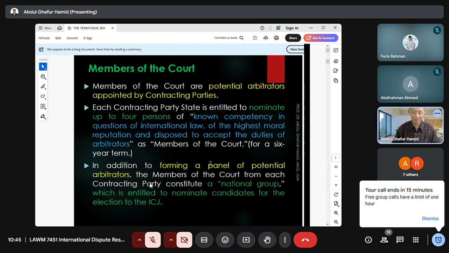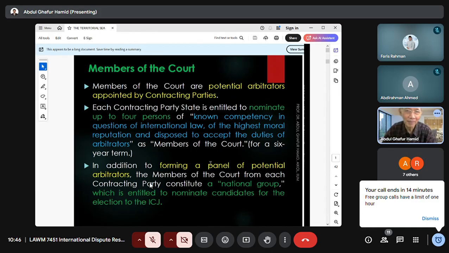Now, members of the court. Although it is not really a court, this is the term used, a permanent court of arbitration. That's why they also use the term members of the court. These members of the court are actually potential arbitrators, and they are appointed by the contracting states, the state parties to this convention. The list of all these potential arbitrators establishes the members of the court.